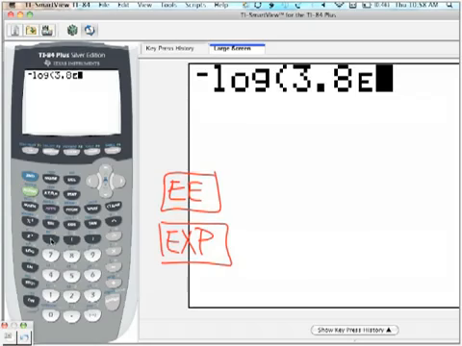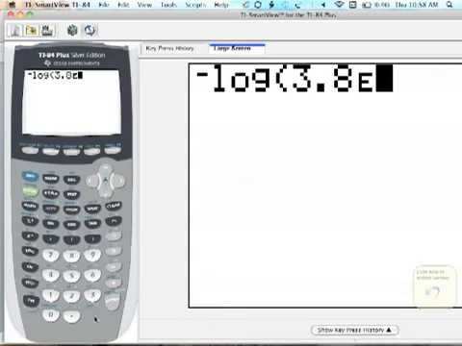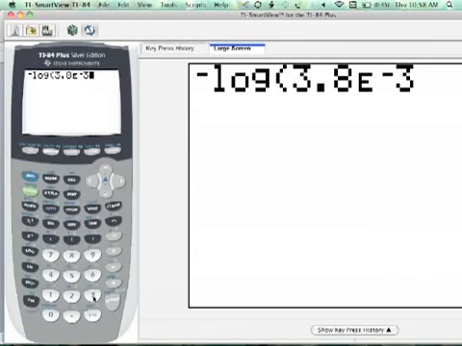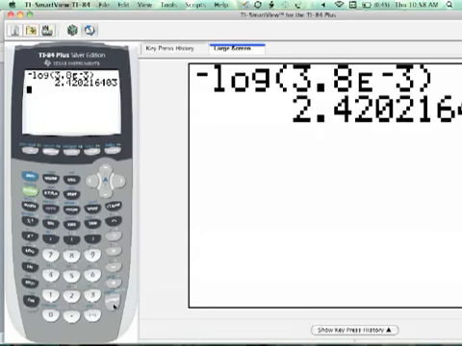What this means is the base of times 10. That's really what that little e stands for. Then we put in the remainder, which is negative 3. Your calculator may have opened up the brackets when we put it in; if it did, close the brackets, and then hit equal. So there is our answer: 2.420216, and it goes on.